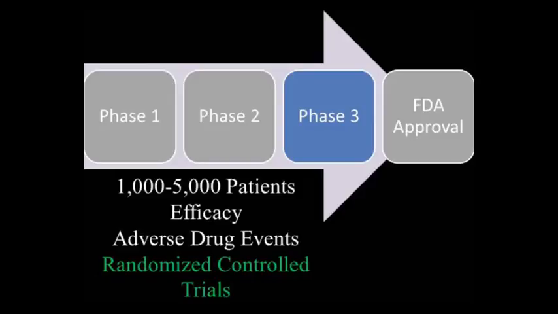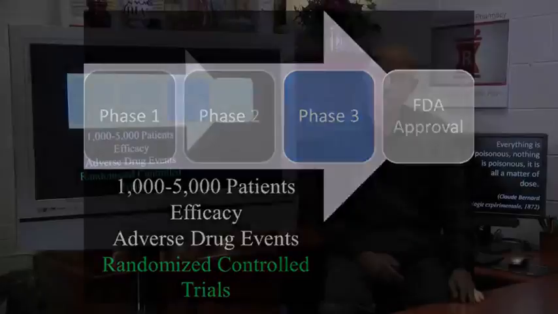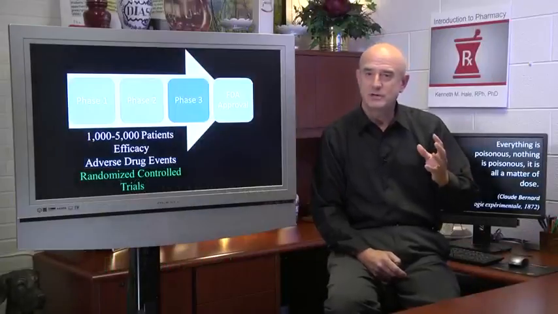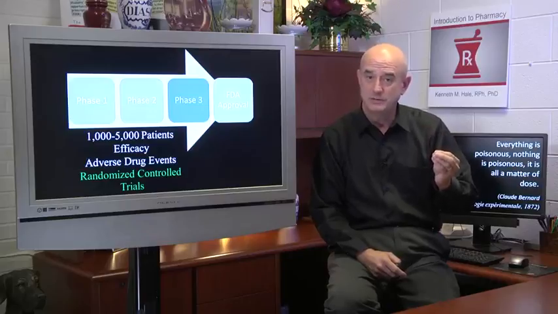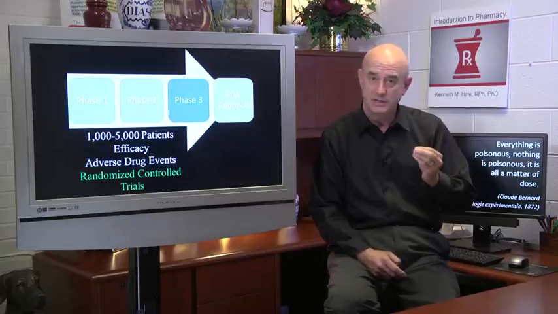We're going to be looking for adverse drug events. And in this phase 3, we're typically going to be using randomized controlled trials. This means we're going to be comparing this new compound to maybe a placebo, a pharmacy fundamental that we'll learn about in a few minutes, or maybe other drug therapies.